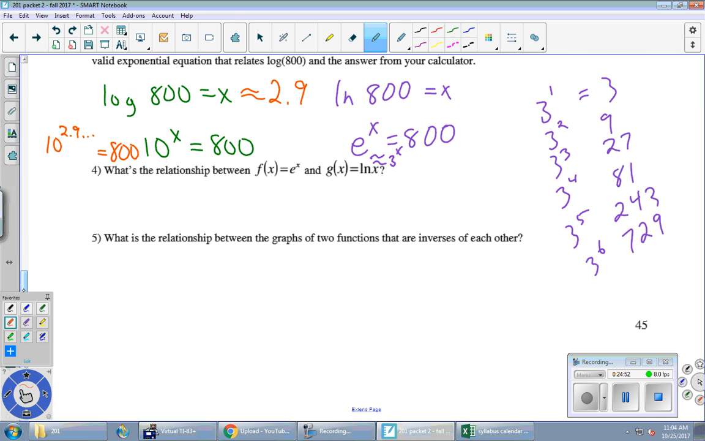Okay, what's the relationship between f of x equals e to the x and g of x equals ln of x? They are inverses of each other. Fantastic. They undo each other in a very specific way, which we will see on the next page.